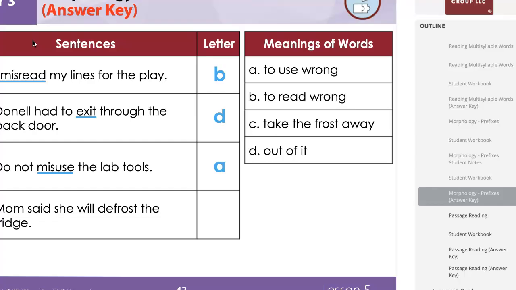And then lastly, Mom said she will defrost the fridge. The word we're looking at is defrost. Okay? So de means away from or down. So if I'm away from or down frost, I'm going to take that frost away. All right? Please make sure you have this copied down in your journals.